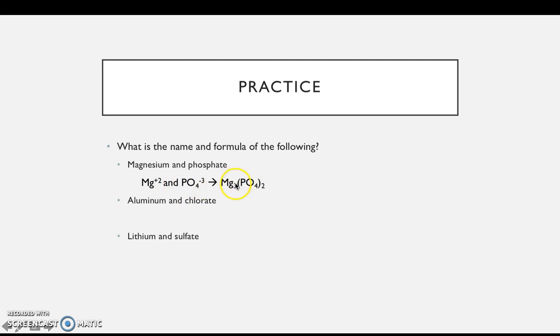This ends up working well. My Mg3, if I do 3 times my positive 2, that means my positive is a positive 6. 2 times my negative 3, that means my negative is a negative 6. Okay. How would we name that? Magnesium phosphate. Simple as that. We have the first name off the periodic table. The second one, because it's a polyatomic, I look it up. My ending is ATE, and I just write it down.